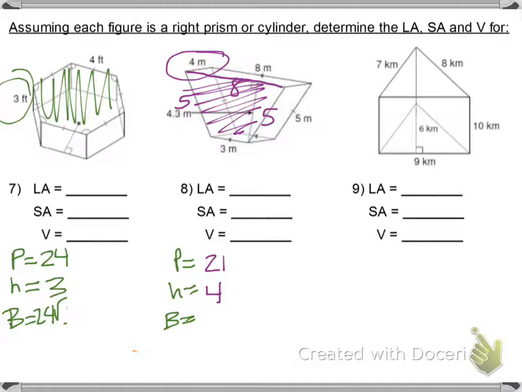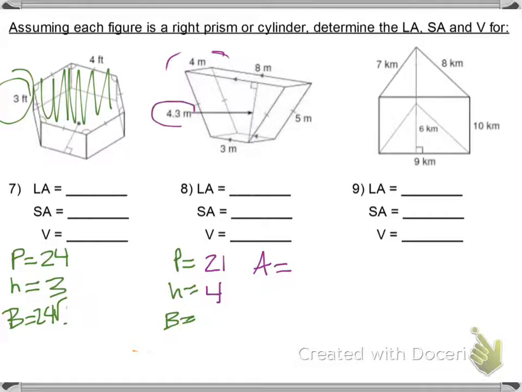Okay, and then the area of the base here. The area of a trapezoid is height, and now be careful here, this is the height of your trapezoid. So the height of my trapezoid is this 4.3 times, I need to add the bases together, and they were 3 and 8, so that's 11, and then over 2. And if I do that, you get 23.65 as the area of your base. Then you just plug all that into the formula, and then you're good.